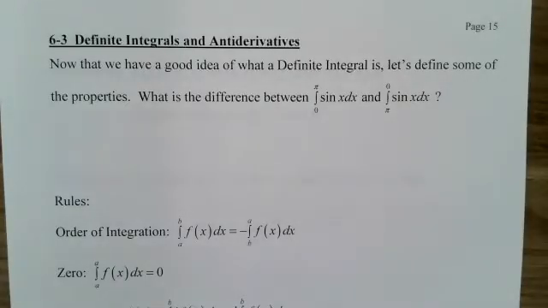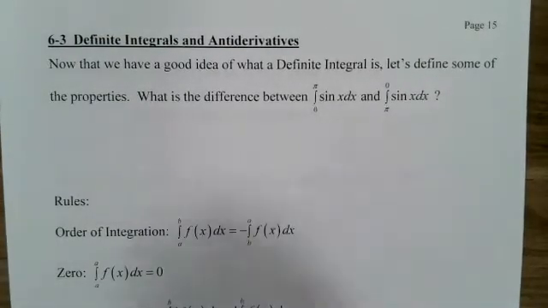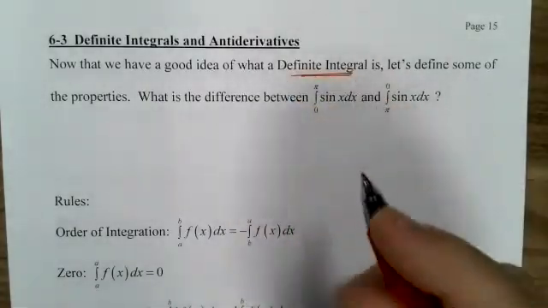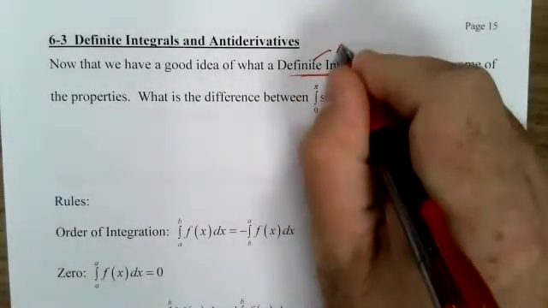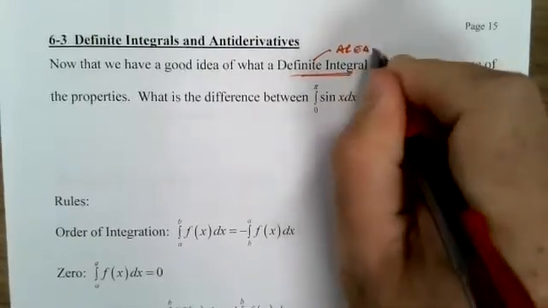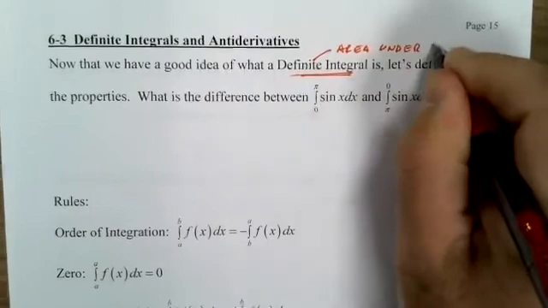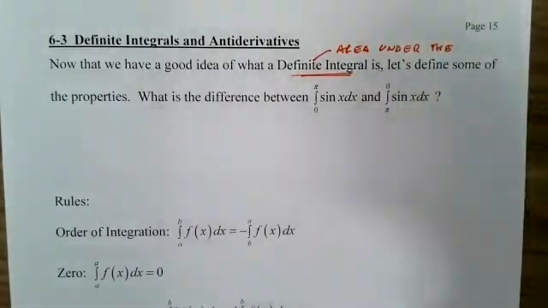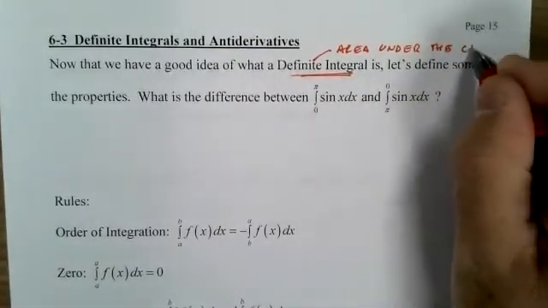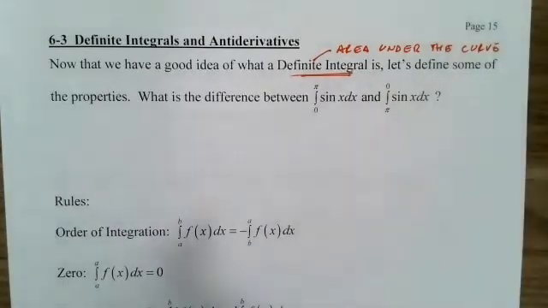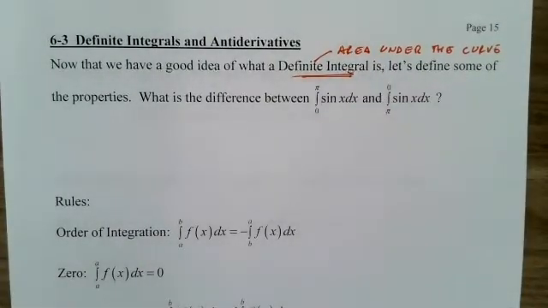6.3, definite integrals and antiderivatives. So we should have a good idea of what a definite integral is, but let's get some of the properties. And whenever I hear definite integral, I think area under the curve. Now, I've talked about this briefly. It's not just area under the curve. It is what we call an accumulating function. So it can be adding up anything, but this gets me out of a lot of problems.